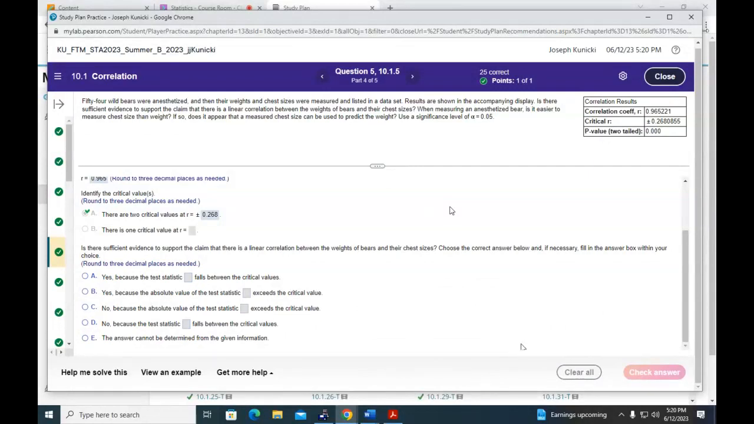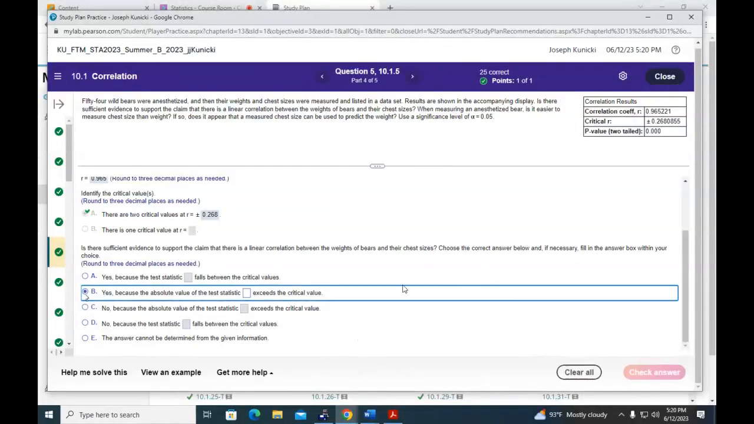Yes, there's a significant positive correlation. We're close to plus 1. 0.965 is close to plus 1. So it's statistically significant. And the reason for this is because the absolute value of the test statistic exceeds the critical value. So this exceeds 0.286, so we're in the right tail. That's the way they word it.